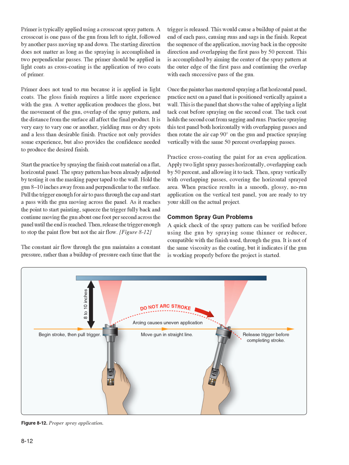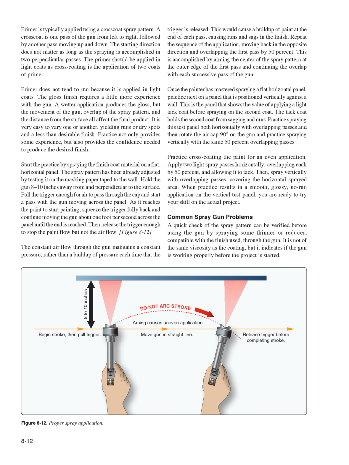Apply 2 light spray passes horizontally, overlapping each by 50% and allowing it to tack. Then, spray vertically with overlapping passes, covering the horizontal sprayed area. When practice results in a smooth, glossy, no-run application on the vertical test panel, you are ready to try your skill on the actual project.